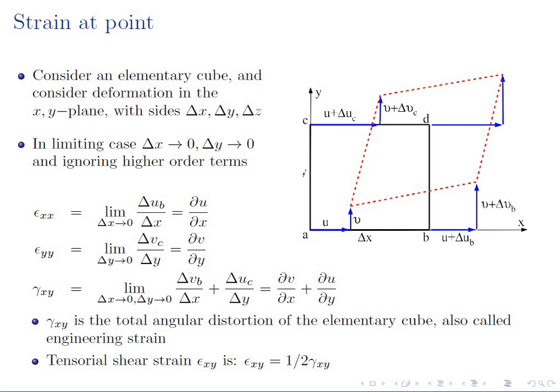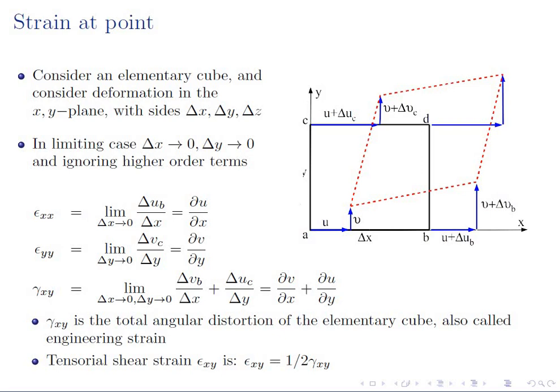Now let's define strains. Consider an elementary cube ABCD, and let's say due to the action of forces, point A has moved to a new location such that its horizontal displacement is u and its vertical displacement is v. Point B has been displaced by magnitude delta ub in the horizontal direction, and in the vertical direction by magnitude delta vb. Point C has been displaced in the horizontal direction by delta uc, and in the vertical direction delta vc.